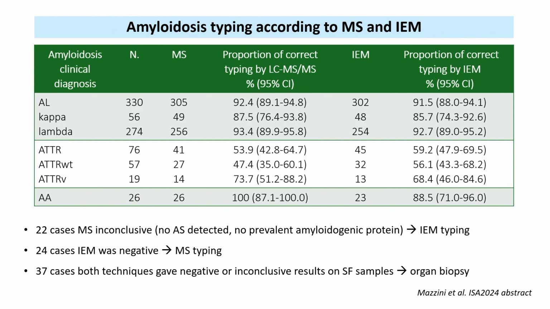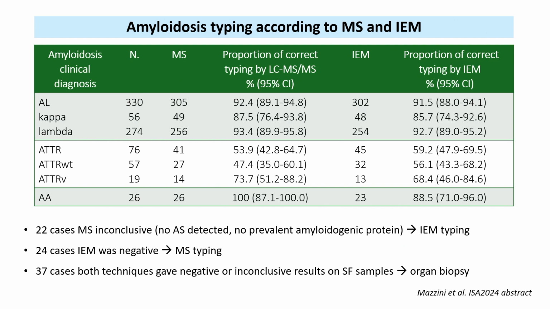Thanks to this method, we were able to type more than 400 patients now, with really good results compared to our standard technique, that is immune electron microscopy. We have a few cases in which we were unable to type with mass spectrometry, but the diagnosis was confirmed by immune electron microscopy, and the opposite. So few cases in which the diagnosis was reached by mass spectrometry and not by immune electron microscopy. This is probably mainly due to the fact that the sample is tiny and different.